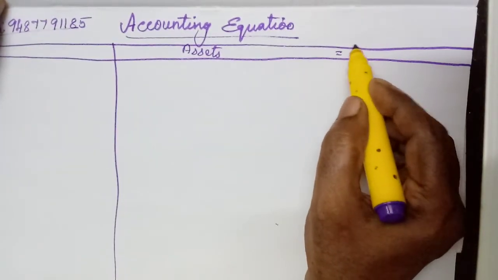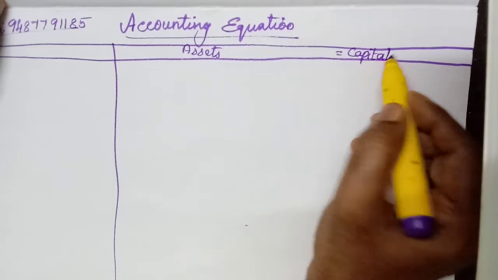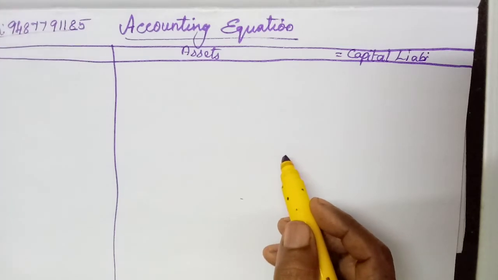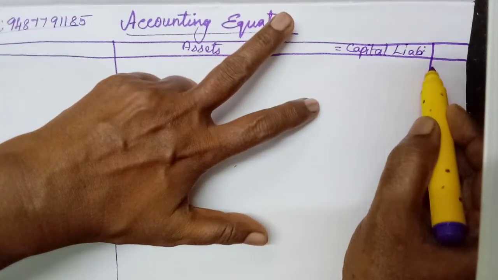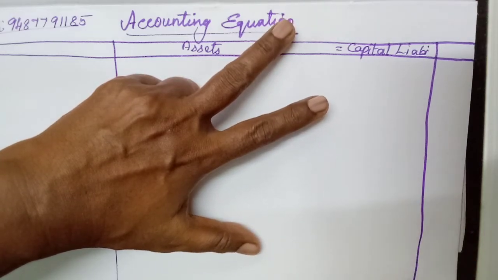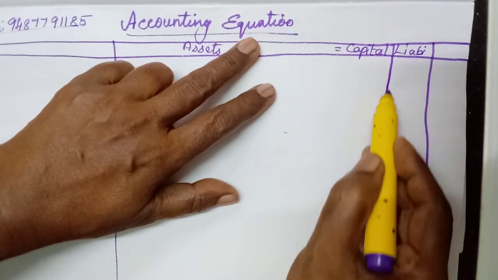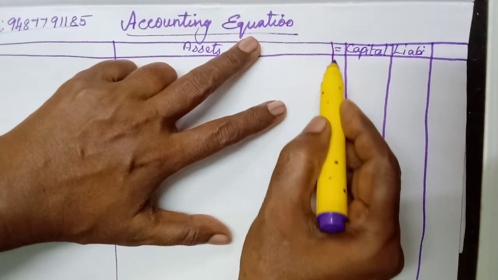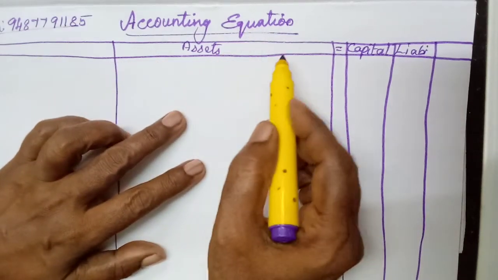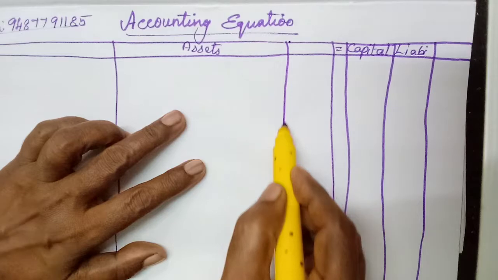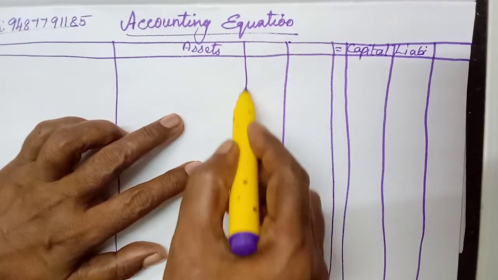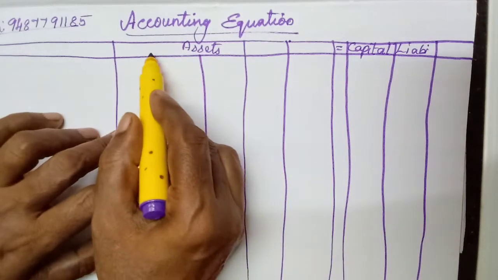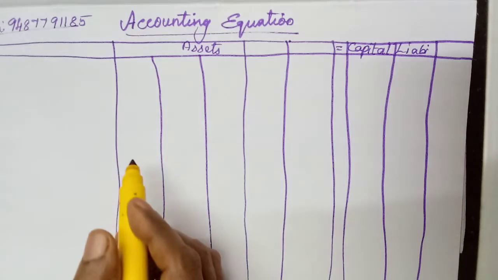Capital, liabilities, one more column. Okay, you have to leave it. Suppose any item comes, we can write. If an extra column is there, you don't worry, leave it as it is. Capital, then equal to, then assets. Okay, 4 or 5: 1, 2, 3, 4, 5.